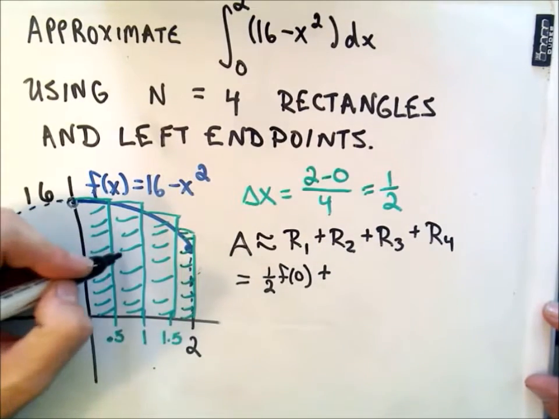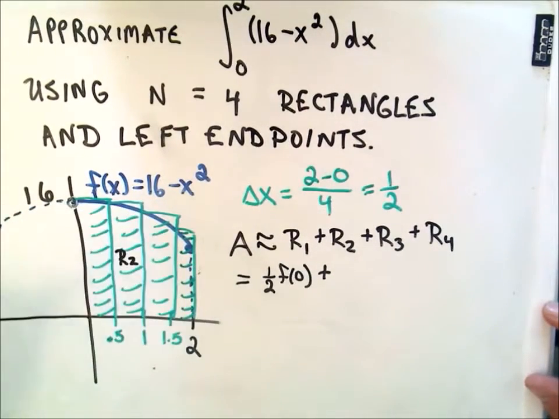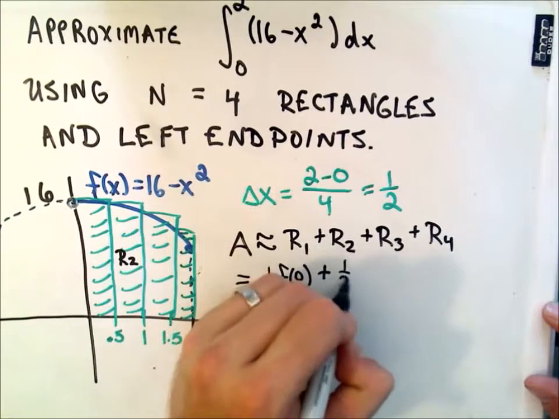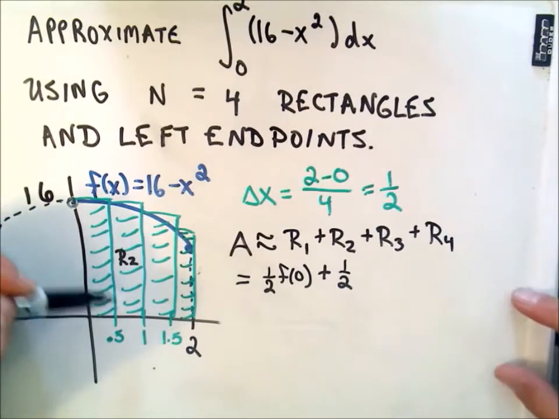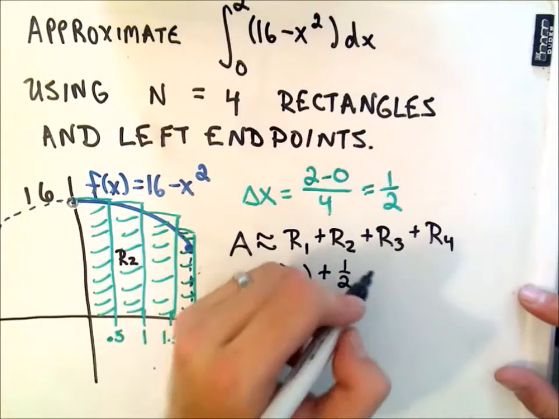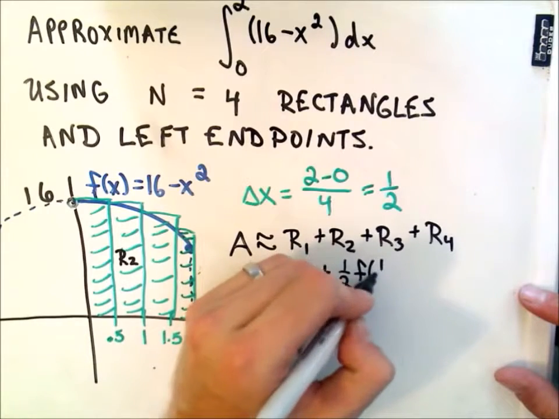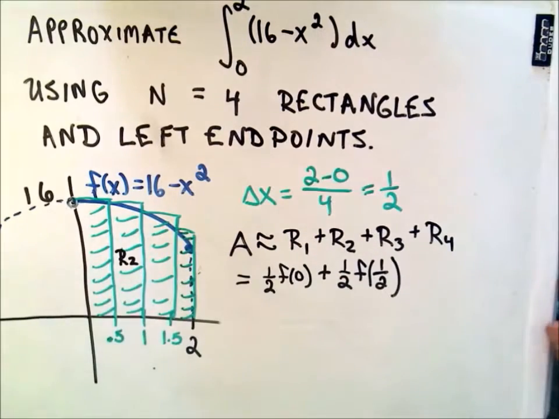Now I need to figure out the area of the second rectangle. Again, the width of it is 1/2. That's our delta x value. To get the height of the rectangle, we need to plug 1/2, or 0.5, into our formula.